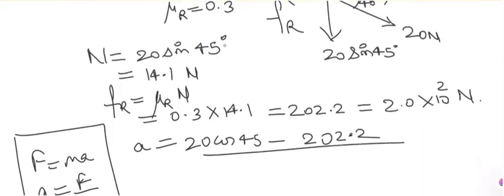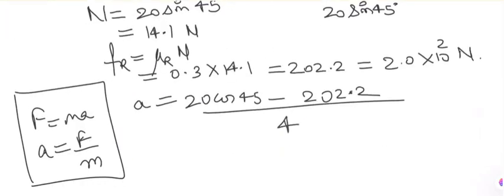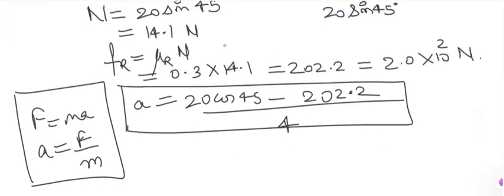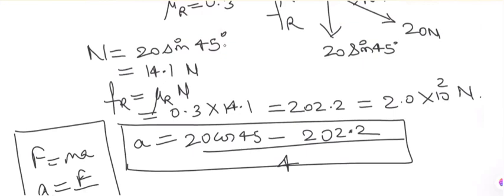202.2 over mass. Mass is how much? 4 kg. So divided by 4. This is your acceleration. Understood how I had done? Yes, ma'am. Any doubt still here, Akshita? No, ma'am.